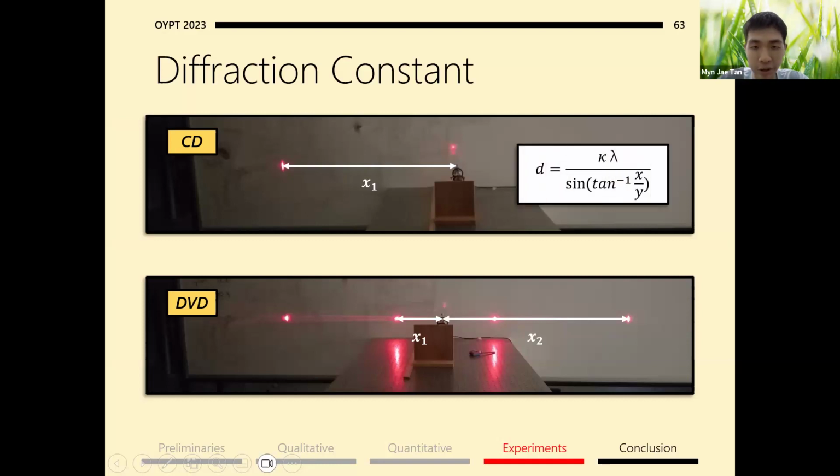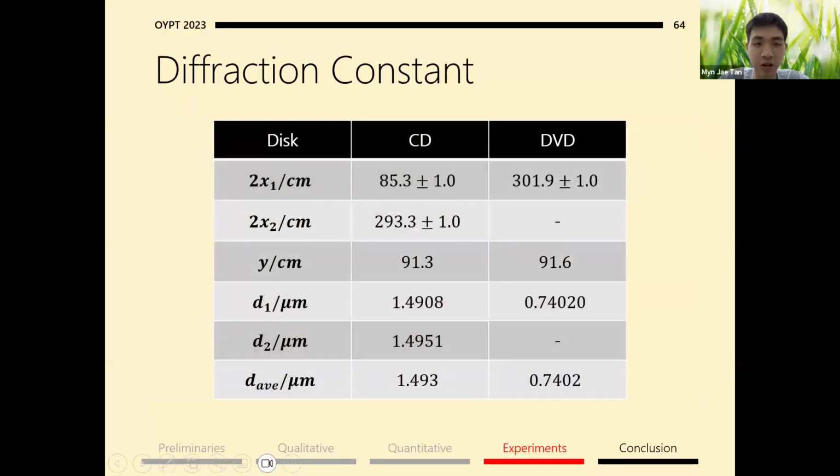So I can use this equation over here, which is basically a modification of the simple diffraction grating equation, and I can use this to calculate the diffraction constant. So here are my results for the diffraction constant. For the CD it is approximately 1.493 micrometers, and for the DVD it is around 740 nanometers.